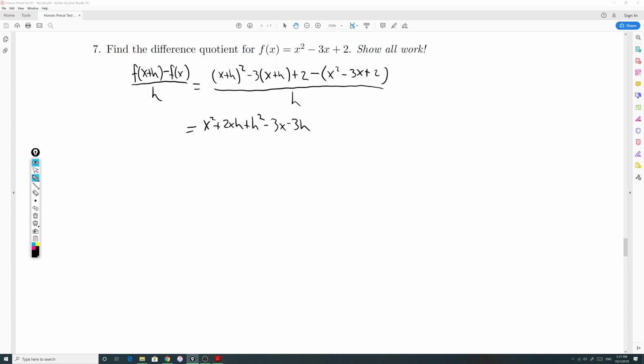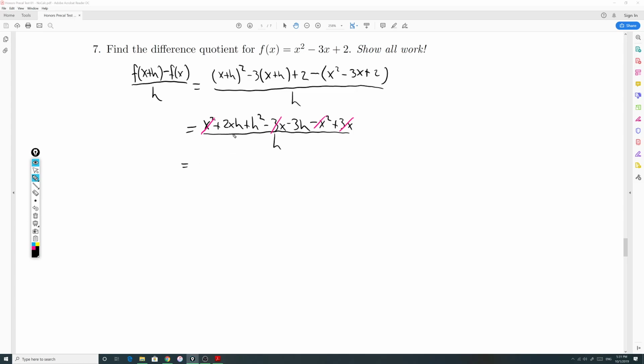Now, I'm not going to write the plus 2. If you'll notice, once you distribute the minus sign, you have plus 2 and minus 2. Those cancel. So I'll just distribute the minus sign, and I'll get minus x squared plus 3x. All of that is over h. Now, as is usual with the distributive property, we already saw the 2's cancel, so some other stuff cancels here. We have the 3x's and the x squareds that cancel. And that's usual with the difference quotient.